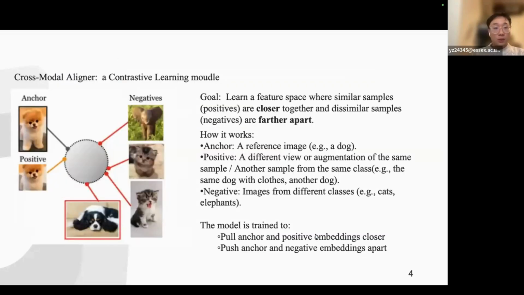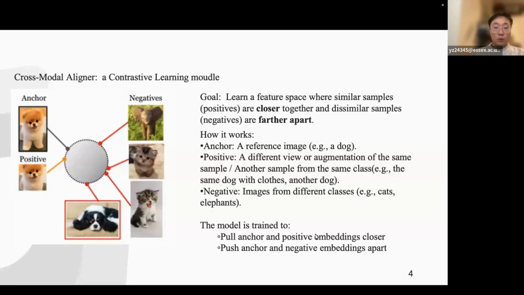So here's a little background information about contrastive learning. Here we use contrastive learning to implement our cross-modal aligner. What is contrastive learning? The basic goal of contrastive learning is to learn a feature space where similar samples, or we can call them the positive pairs, are closer, and the dissimilar samples, which we call negative pairs, are further apart.